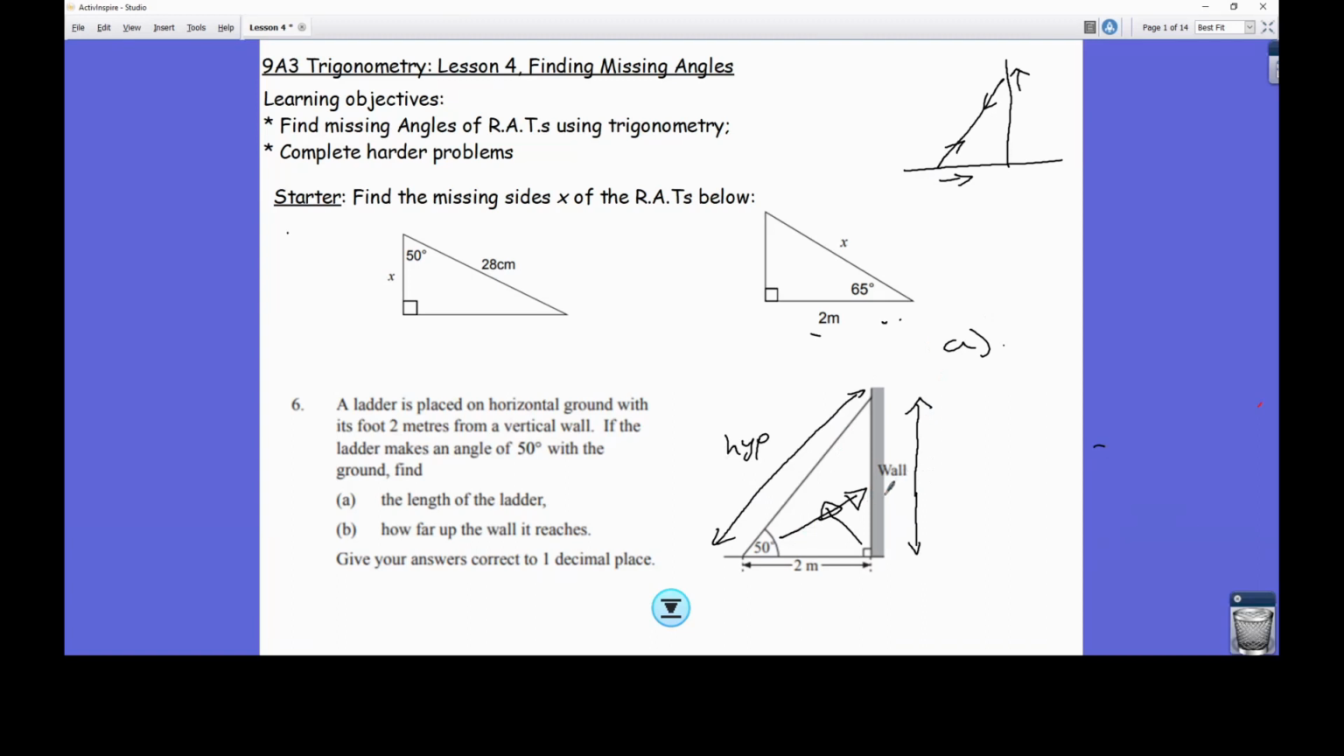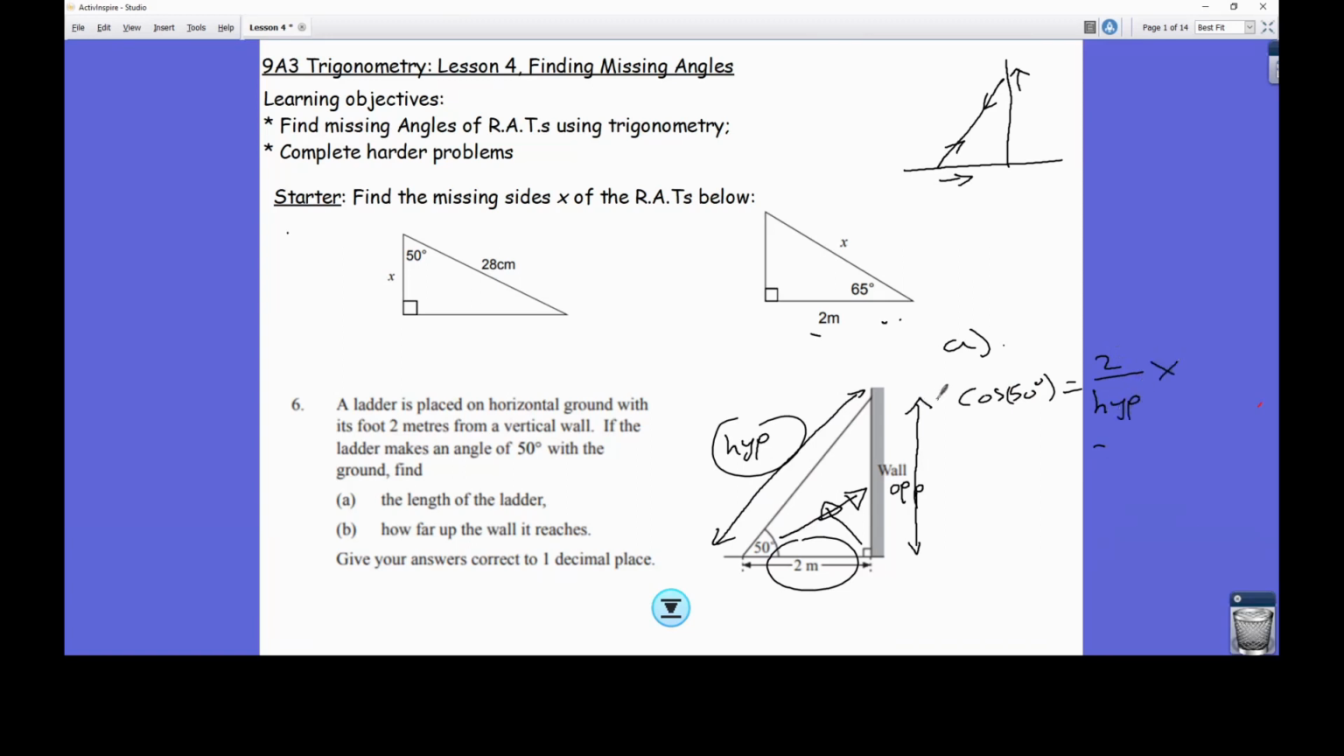So we want the hypotenuse, we have the adjacent, and the opposite is going to be the distance between the top of the ladder and the floor. So we want the length of the ladder first, which is the hypotenuse. So if we look at our situation, we want the hypotenuse, we have the adjacent, so that means we're going to use cosine yet again. So we have cos 50 equals the adjacent, which is 2, over the hypotenuse.